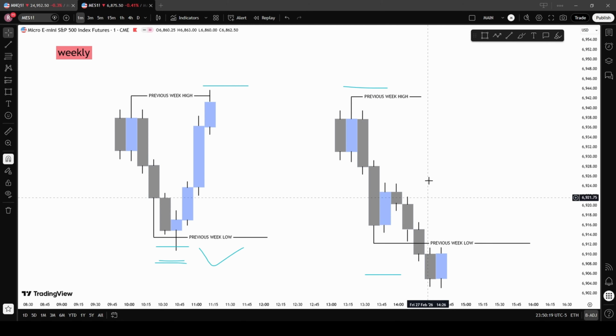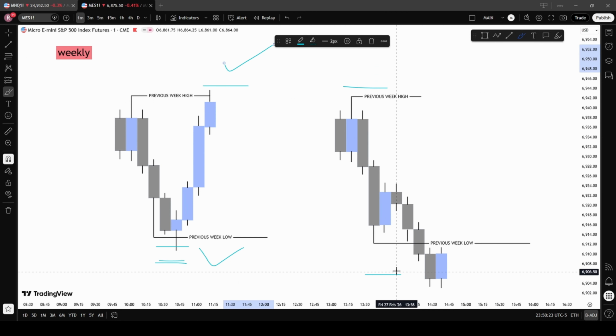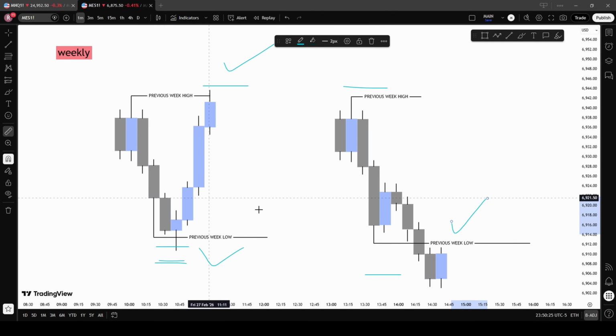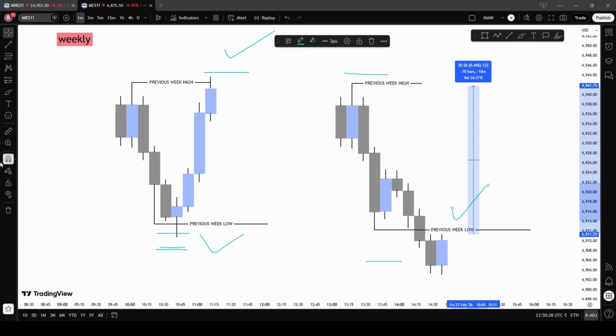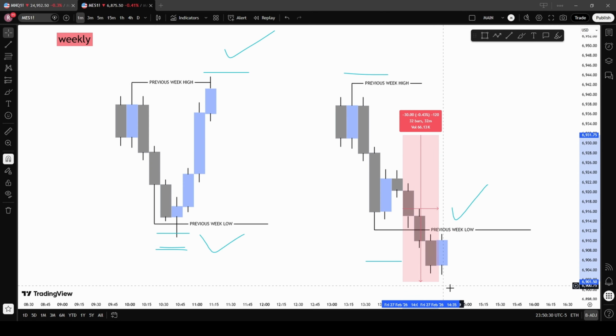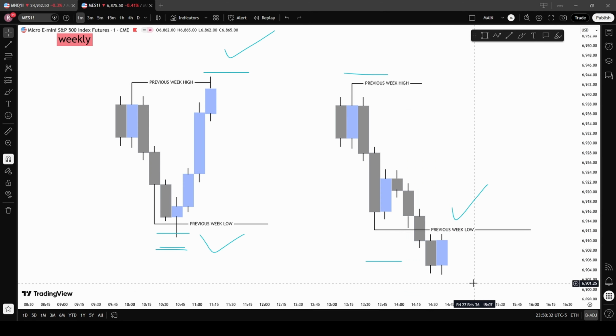Now looking at the example below, you can see a different outcome. Price reaches for the previous week's low, but instead of reversing aggressively, it uses that level simply as a draw on liquidity before continuing lower. So again, the level was respected in the sense that price was drawn toward it, but it did not necessarily cause a long-term reversal. This is the key idea.